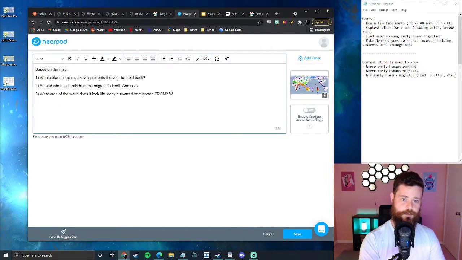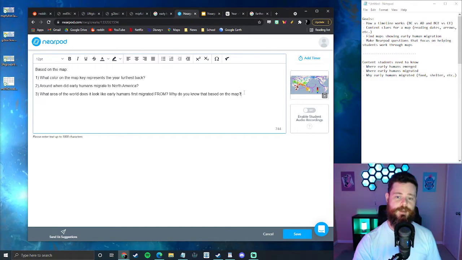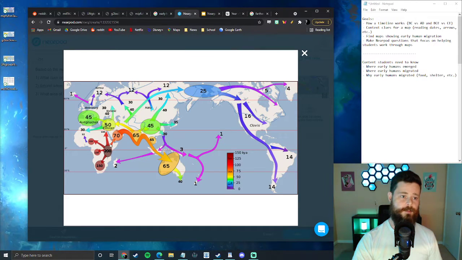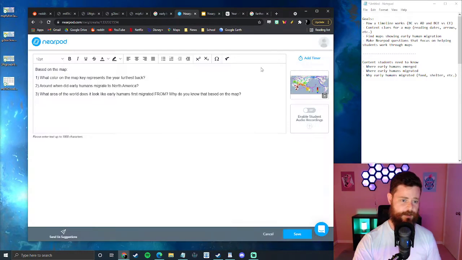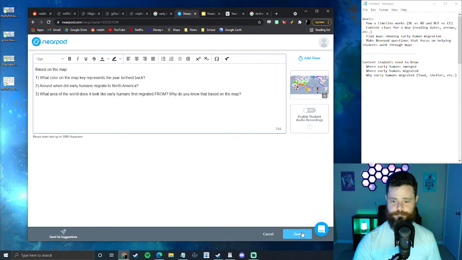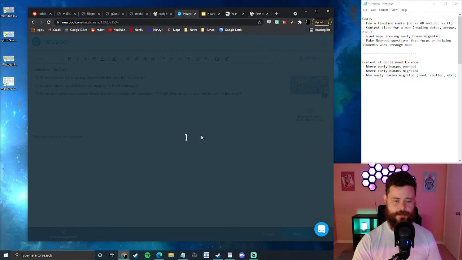And then why do you know based on the map? And when they answer that, why do you know that based on the map? They'll probably either give the answer because that's the furthest back year, or that's the color, or that's where all of the arrows are coming from. So I want to see what reasons they all have for that. Okay, so those look like pretty good questions.